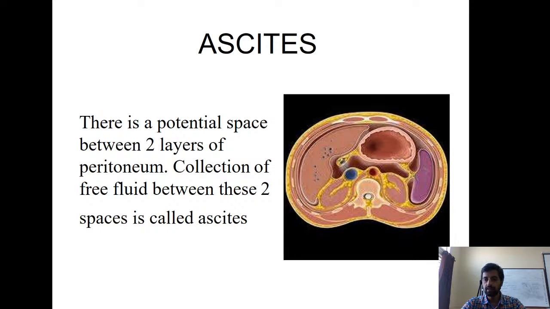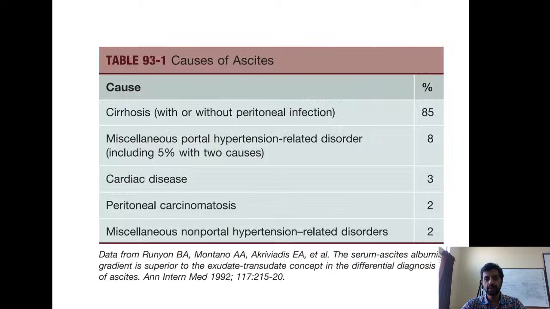It can be due to different reasons. One of the most important is cirrhosis. It is the cause of ascites in 85% of the population, 80% of people with ascites. So other causes are miscellaneous portal hypertension related disorders, which may not be due to cirrhosis.